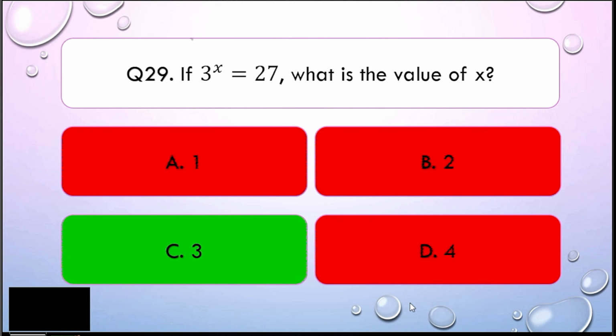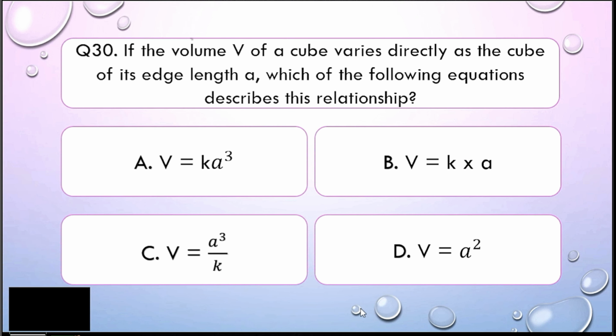Now, let us go to question number 30. If the volume V of a cube varies directly as the cube of its edge length A, which of the following equations describes the relationship? Is it A, V is equal to K A cube, B, V is equal to K times A, C, V is equal to A cube over K, or D, V is equal to A squared? I'll give you 5 seconds to think about your answer.